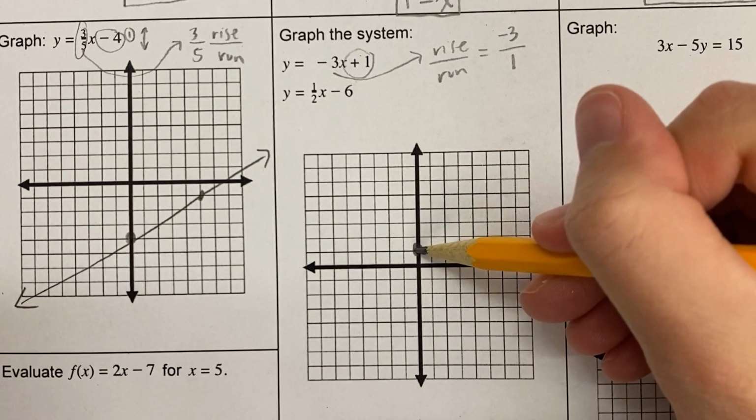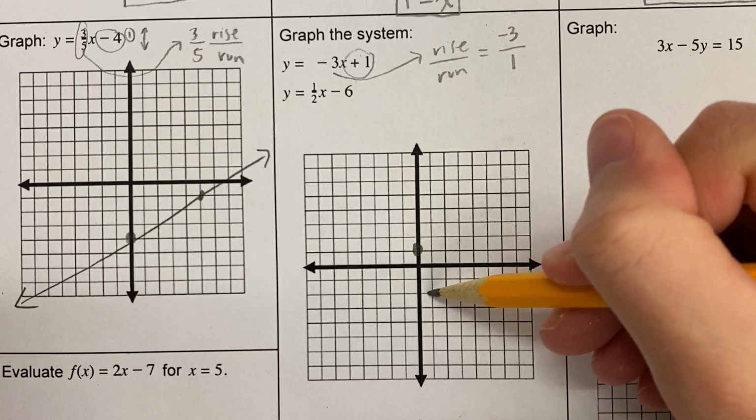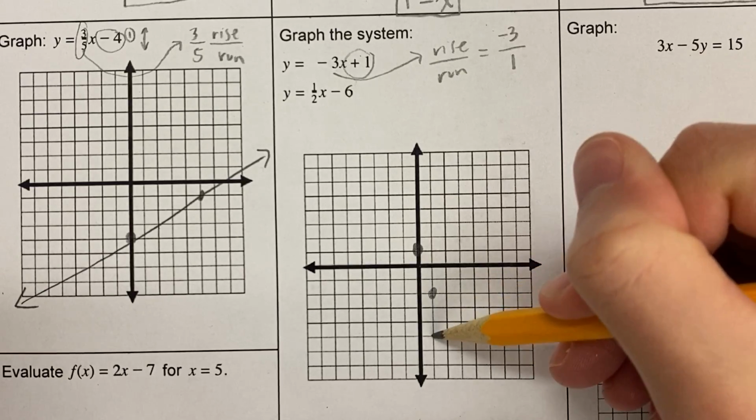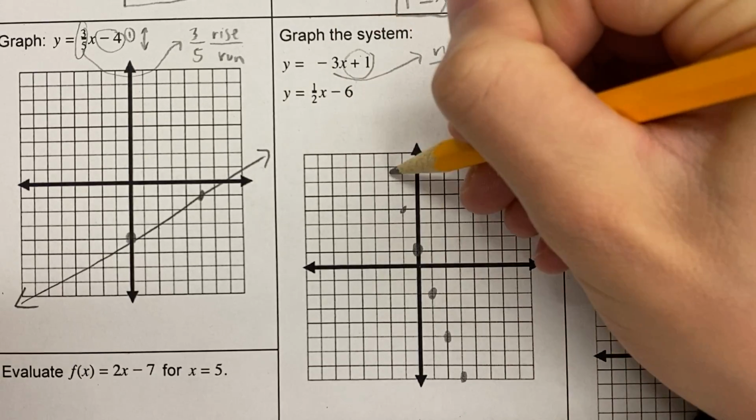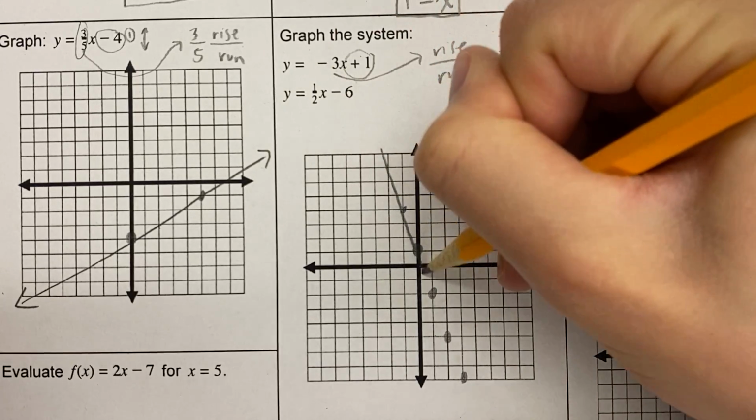So I'm going to go down 3, 1, 2, 3, right 1. I'm going to do it again. Down 3, right 1. It's pretty important that this line is neat because I'm going to need to see where it connects with the other line.